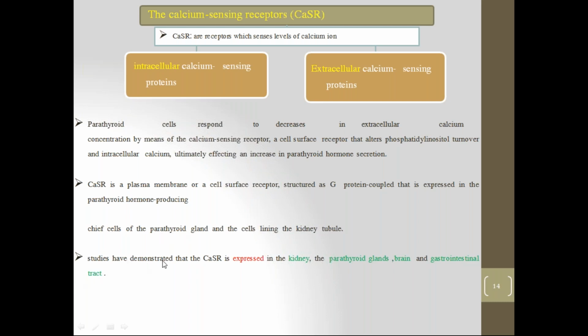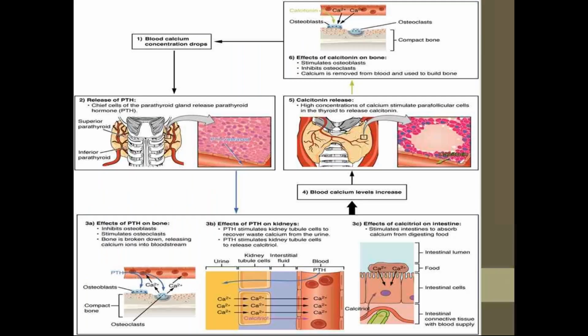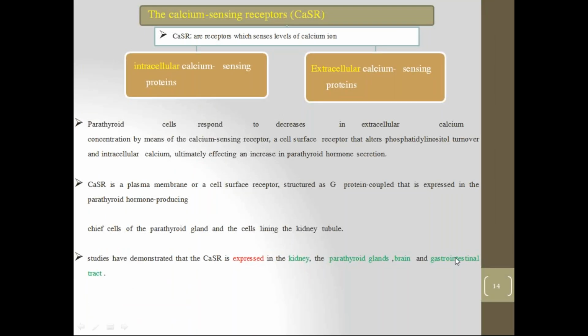Studies have demonstrated that calcium sensing receptors are expressed on the kidney, parathyroid gland, brain, and GIT.